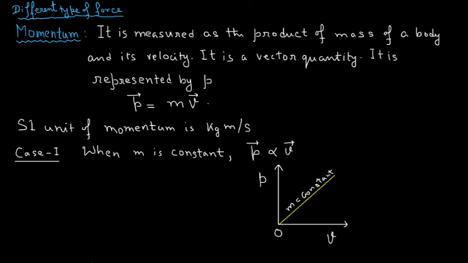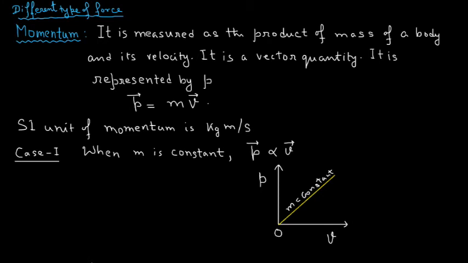Momentum. It is measured as the product of mass of a body and its velocity. It is a vector quantity. It is represented by P. P is equal to m into v, m multiplied by v. SI unit of momentum is kg meter per second.